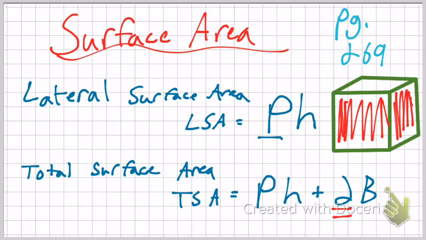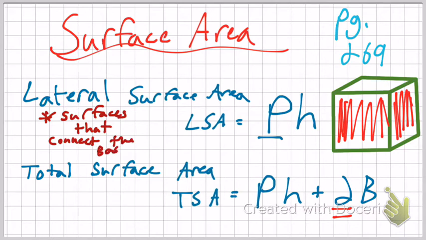So lateral surface areas, and make sure you hear this, this is important. Lateral surface areas are the surfaces that connect the bases. Okay? The lateral surfaces are the surfaces that connect our two bases. We can look at this prism that I've drawn and we can see that there's two bases, the top and the bottom. The lateral surfaces are the four sides that connect the top and the bottom.